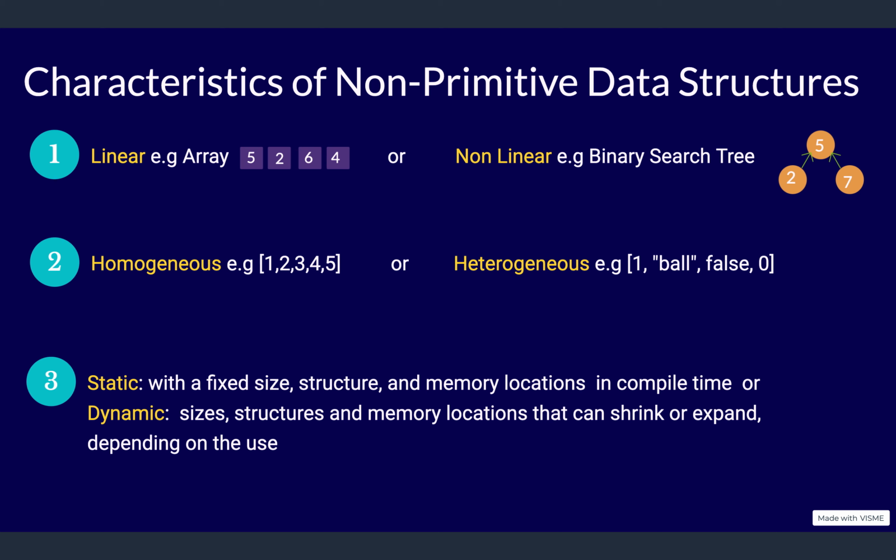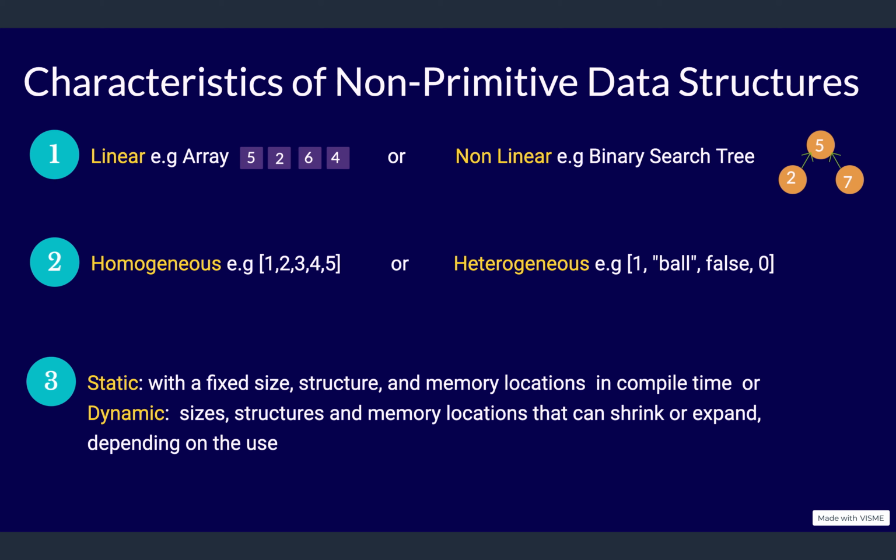A non-primitive data structure can be homogeneous or heterogeneous. Homogeneous means the data structure stores data of the same type. For example, we have 1, 2, 3, 4, 5, which are all integers. Heterogeneous, on the other hand, means the data structure stores data of different types.